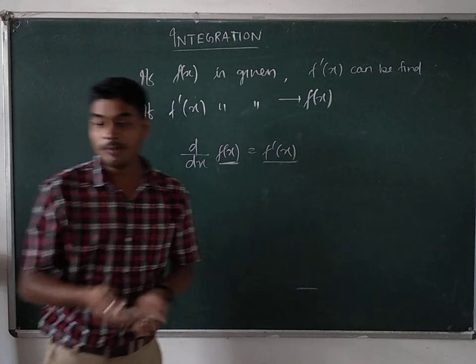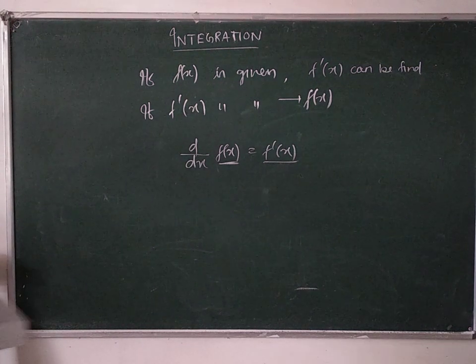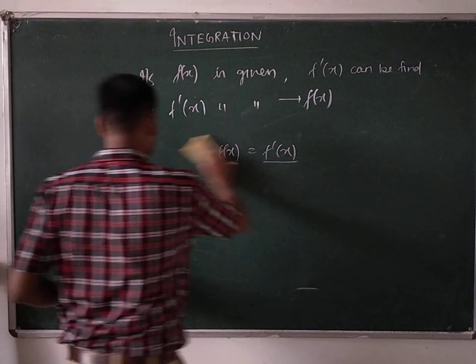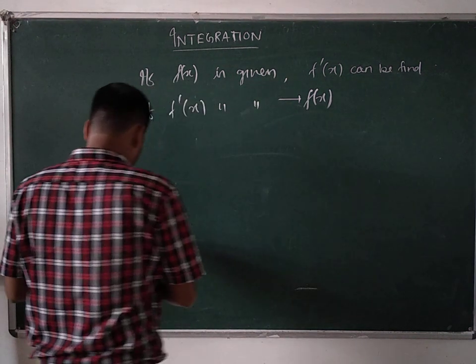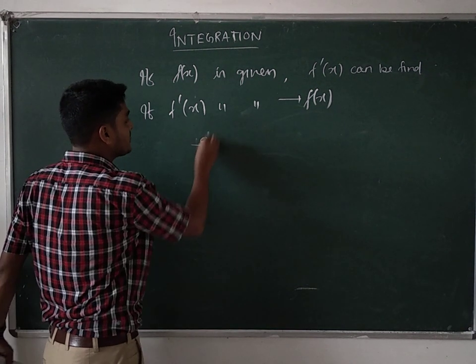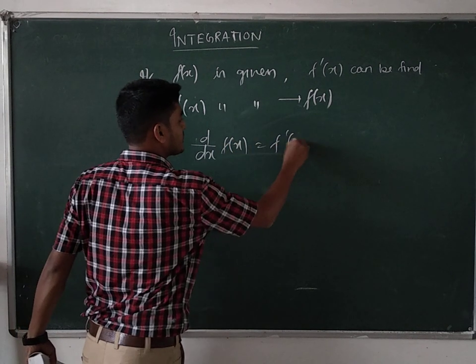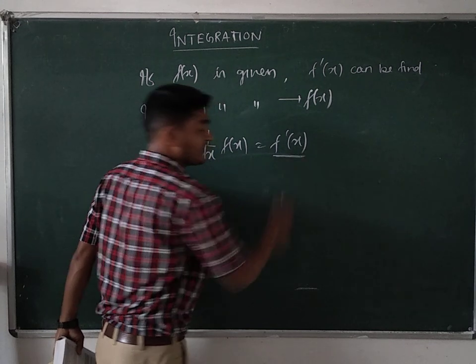So that particular procedure we actually write like this. This one is known to you: d/dx of f of x equal to f dash x. This one is known as the derivative.